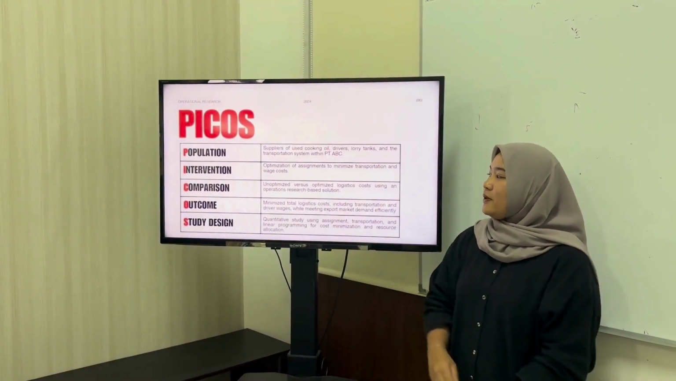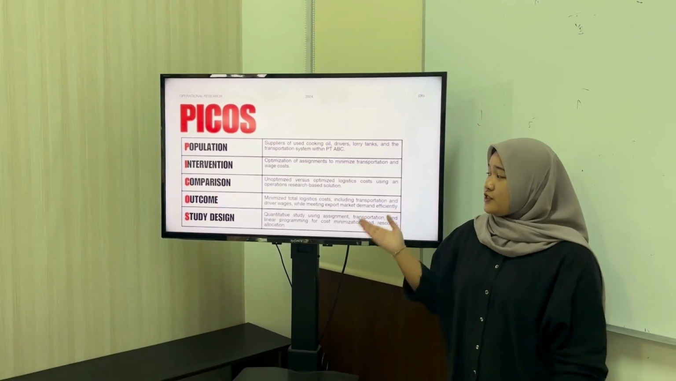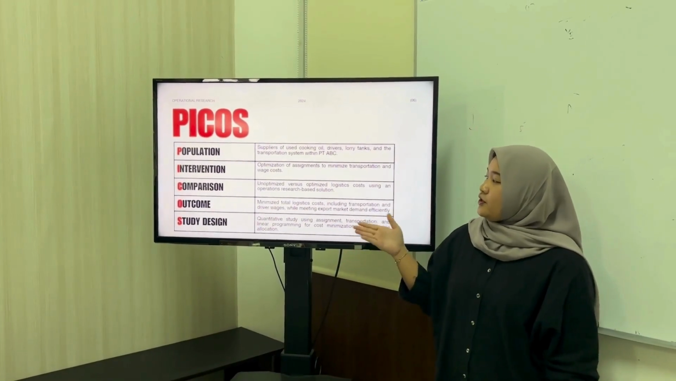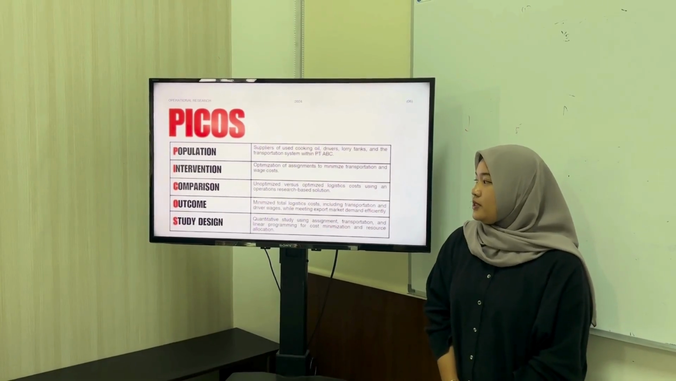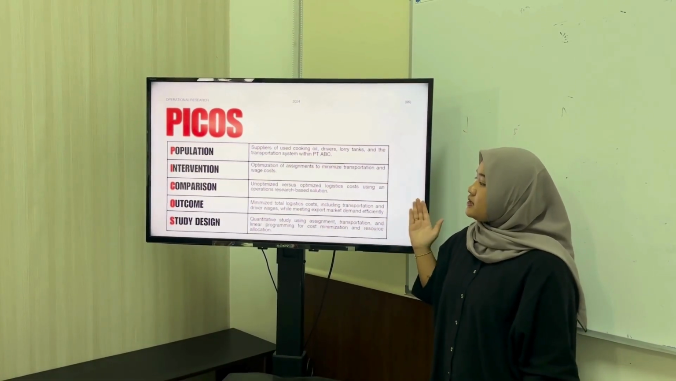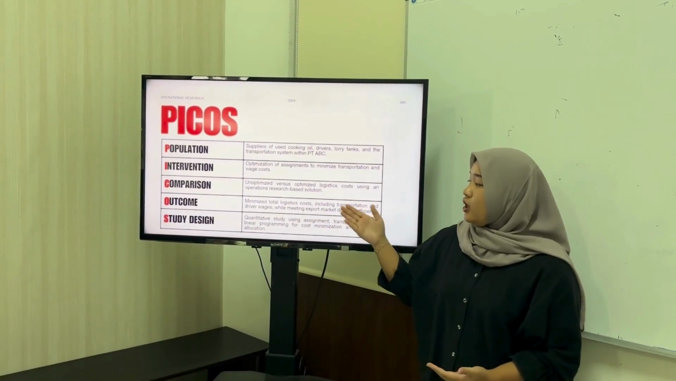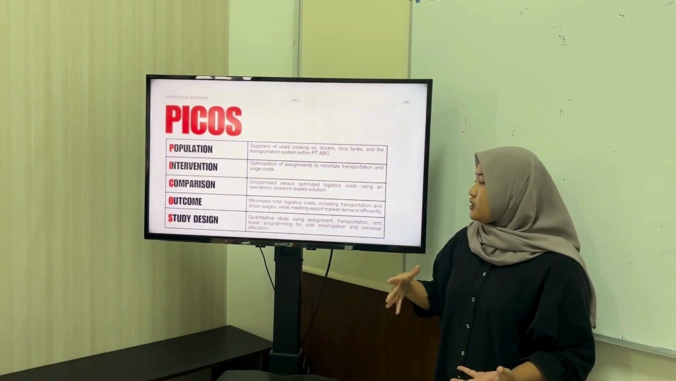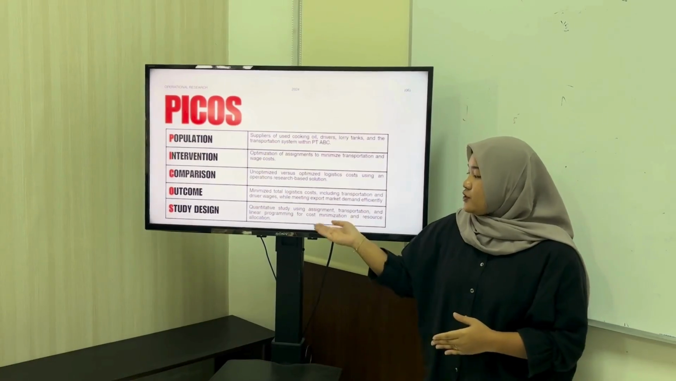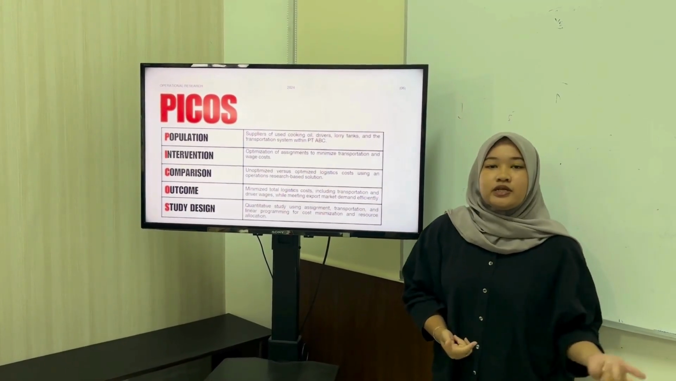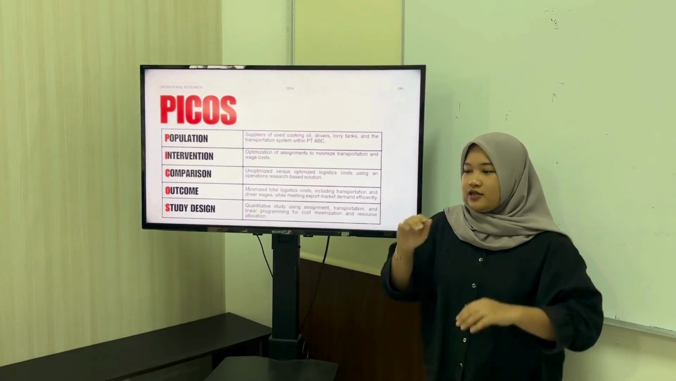Okay, moving on to the FICOS framework. This FICOS framework helped us structure our analysis. First, we have the population. It's the suppliers of the used cooking oil, drivers, lorry tanks, and the transportation system within Penelitian. And we optimize the assignments to minimize transportation and wage costs. And then we compare an optimized versus unoptimized logistic cost using an operational specialty-based solution. And then we use a quantitative study using assignment, transportation, and linear programming as discussed earlier for cost minimization and resource allocation.